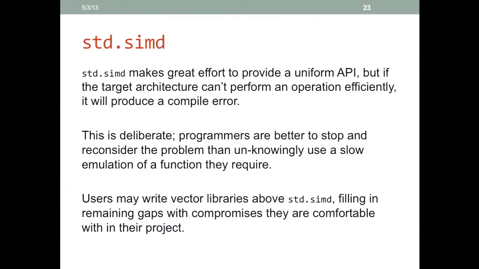can't perform an operation efficiently, it will produce a compile error. Here's my comment. This is deliberate. I feel personally that it's much better that a programmer trying to make efficient use of SIMD know that they're performing an inefficient operation and have the opportunity to reconsider their approach. Maybe they can change their algorithm slightly, or do that part of the operation with a different type.